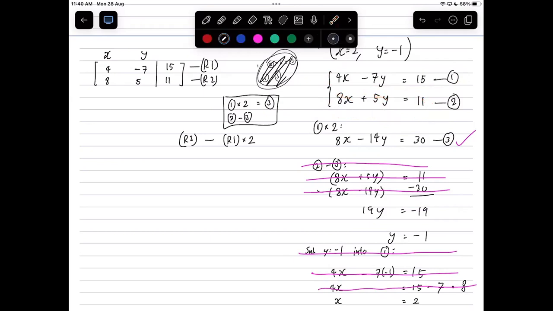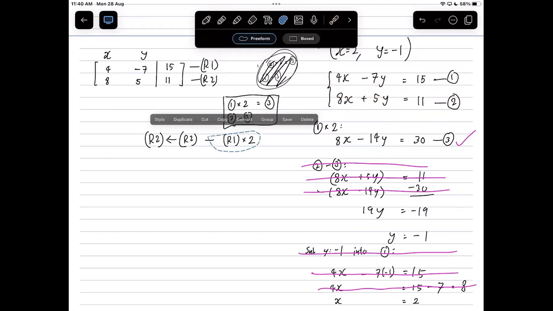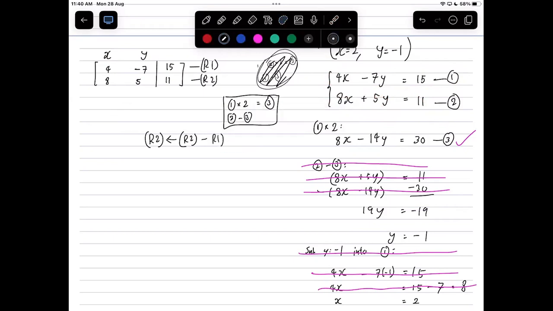So what we are doing is essentially replacing row 2. You write this down: row 2 replaced with row 2 minus row 1 times 2. Does that make sense? This is essentially the procedure we are doing over here, but written in a different language. This arrow here means assignment, or more like row 2 is replaced with the right-hand side. Is that okay?